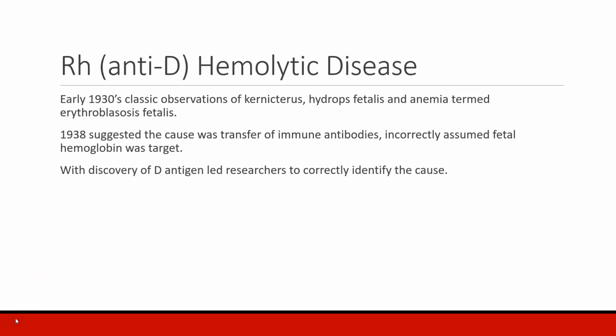The last type of hemolytic disease we're going to talk about is Rh, or anti-D hemolytic disease. In the early 1930s, the classic observations of kernicterus, hydrops fetalis, and anemia were termed erythroblastosis fetalis. In 1938, it was suggested that the cause was the transfer of immune antibodies, incorrectly assuming that fetal hemoglobin was the target. With the discovery of the D antigen, researchers correctly identified the issue.